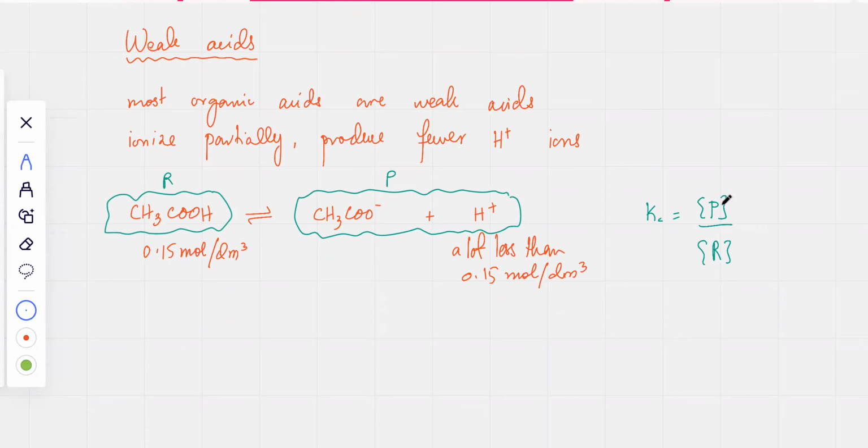Depending on this ratio, there's going to be an equilibrium constant. And that equilibrium constant is going to give us an idea of the ratio between the concentration of the products and the concentration of the reactants. Depending on that ratio, we'll be able to figure out whether it's a strong acid or a weak acid. So all weak acids are going to ionize in the same way. For example, I can take any acid. I have butanoic acid. So this butanoic acid is going to ionize in exactly the same way.